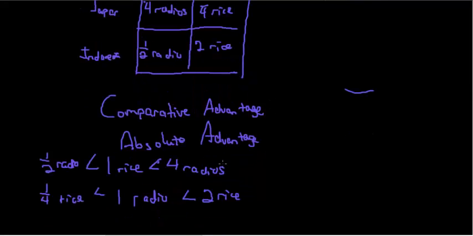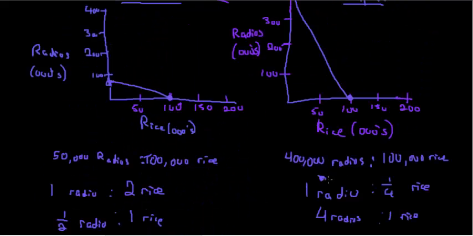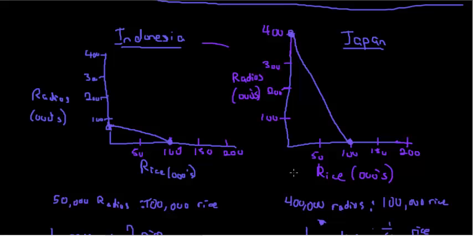So this is an example of how you can calculate the gains from trade, and the terms of trade between two countries, and I hope you understand the comparative advantage and absolute advantage and why countries would gain from trade. So I'll see you in the next video.